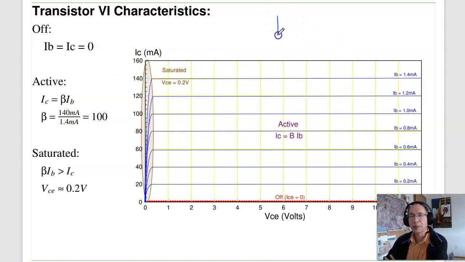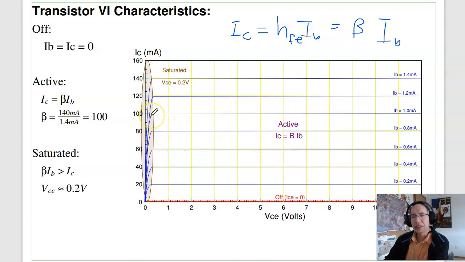And it depends upon your textbook. Some call it HFE. That's the current gain. Some textbooks call it beta. The one I'm using uses beta, but they're the same thing. It's the current gain. The collector current is some gain times the base current. Call it what you want, beta or HFE. That's the gain of the transistor. That's the active region.